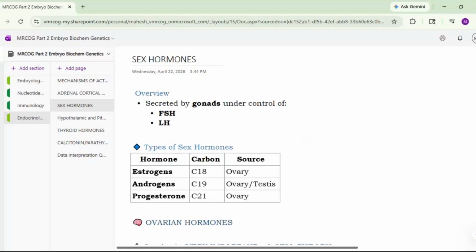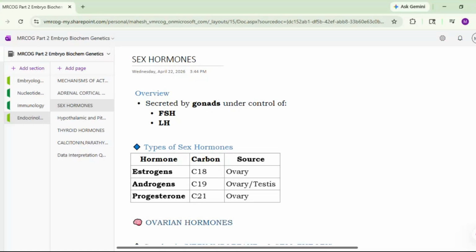So we begin with the next topic in endocrinology, that is the sex hormones. Here we mainly have estrogen, androgen, and progesterone that we are going to discuss. Sex hormones are secreted by the gonads, and they are under the control of FSH and LH. The hormones are estrogen, androgen, and progesterone.